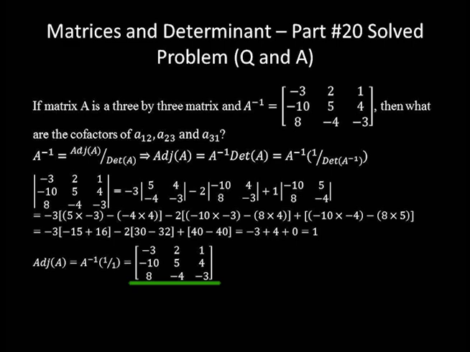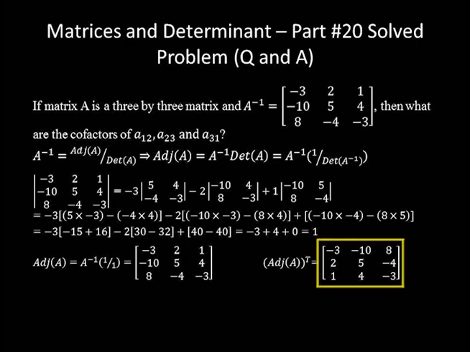It's known that adjoint of A is the transpose of cofactors. In other words, if we transpose adjoint of A, it gives us cofactors of matrix A because transpose of transpose is equal to the original matrix. So let's find the transpose of adjoint of A. Column 1 of adjoint of A becomes row 1 of transpose of adjoint of A. Column 2 of adjoint of A becomes row 2 of transpose of adjoint of A. Column 3 of adjoint of A becomes row 3 of transpose of adjoint of A. These elements represent cofactors of matrix A.